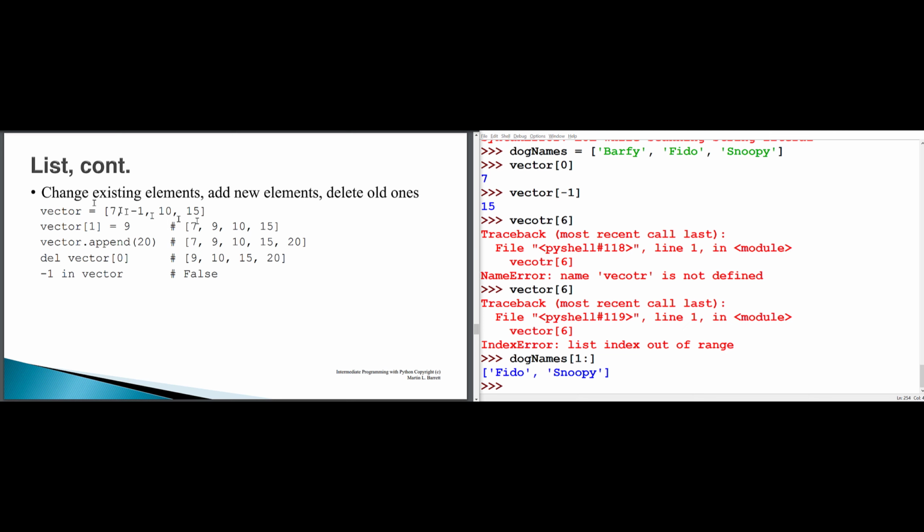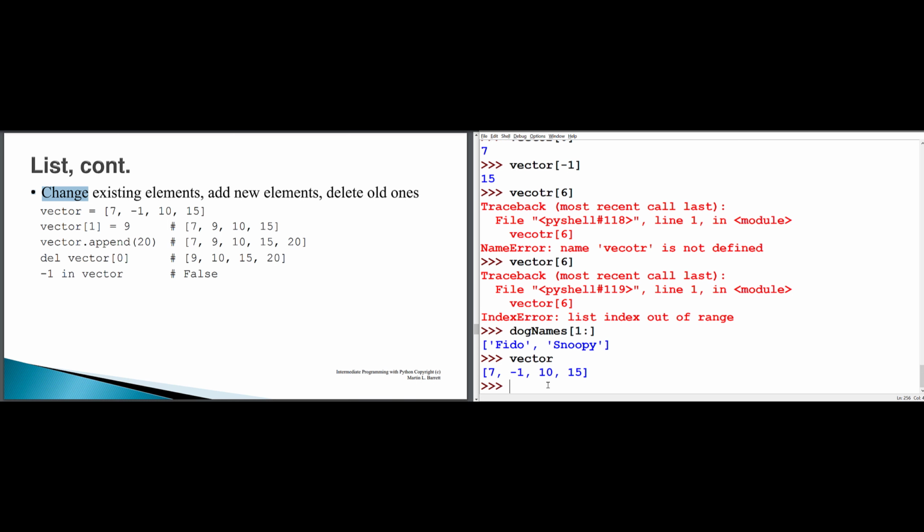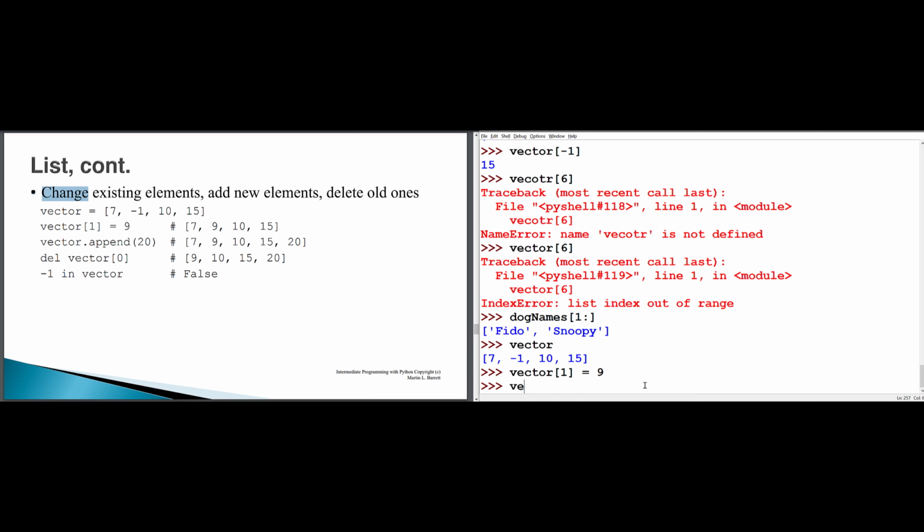Now, unlike a str, we can change the items in a list. So here's my vector. I can say vector sub 1 gets a 9. So a list is what's called mutable. In this case, I will actually replace the -1 with a 9 in my vector.